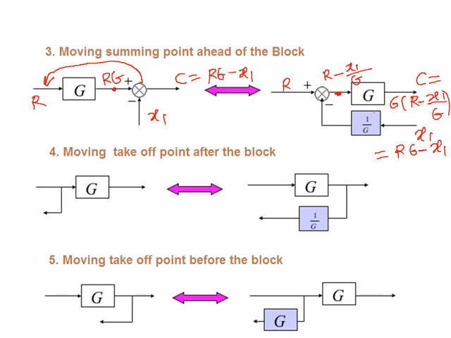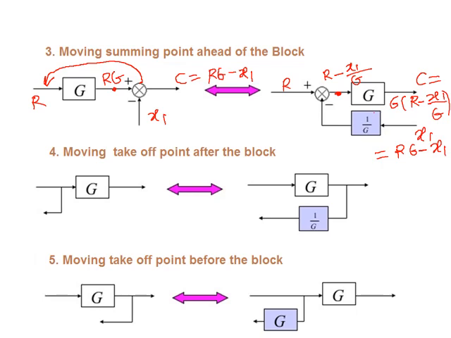Are you getting the concept? When we want to shift any summing point before or after the block, we have to add an extra block. In the previous rule, we added the block G. In this rule, we added the block 1 by G. But when we add extra blocks, the output should not change. The output is matching.